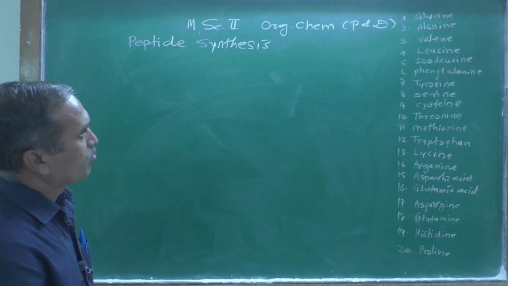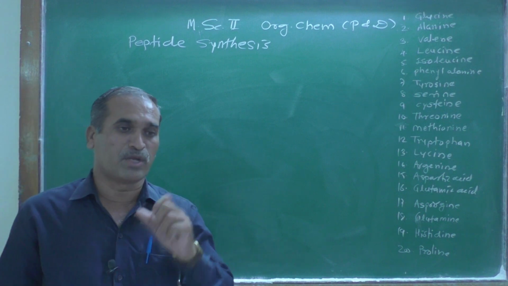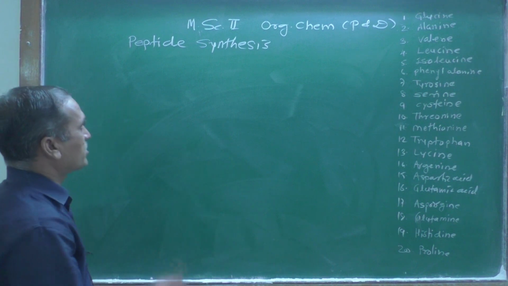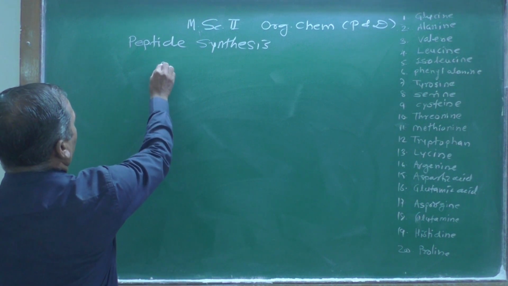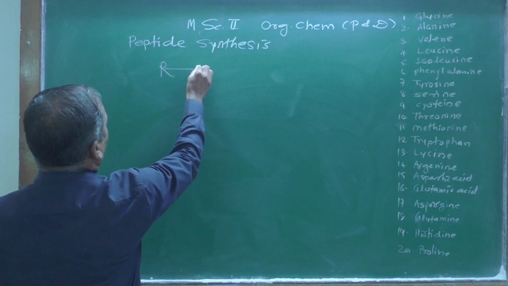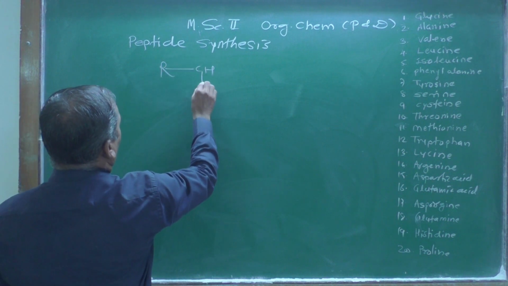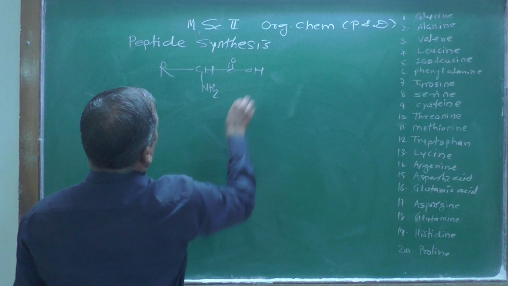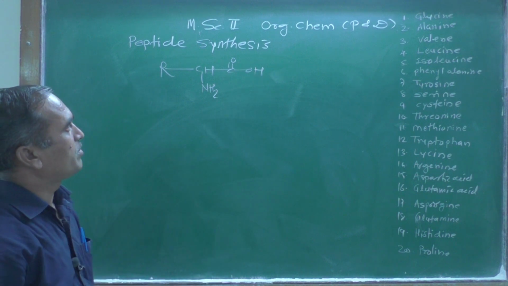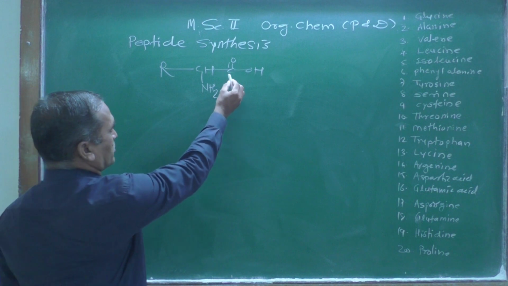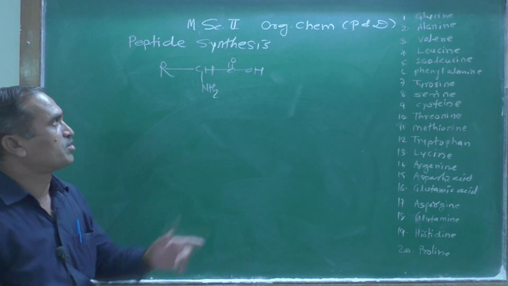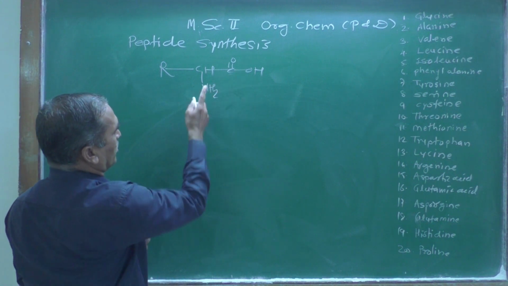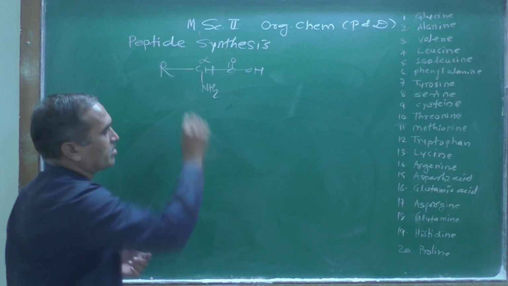But here, what is the general formula of an amino acid? What are the functional groups present in the amino acid? The general formula of alpha amino acid is R, then CH, then NH2, then C double bond O, OH. This is known as alpha amino acid. Why is it called alpha amino acid? If you observe this structure carefully, this is a carbonyl group. The adjacent carbon atom is termed alpha.